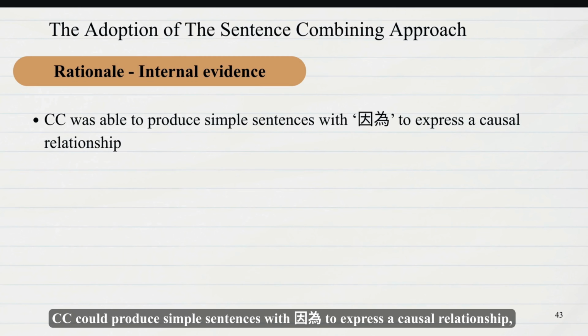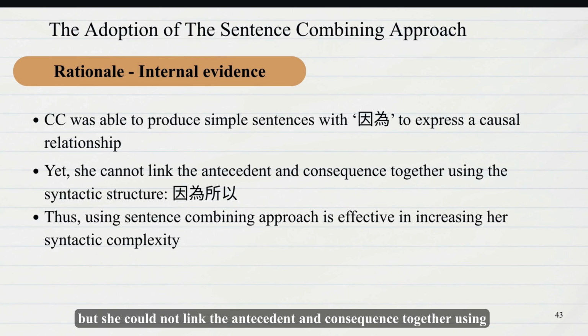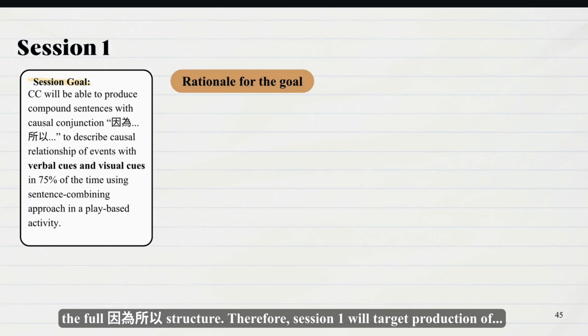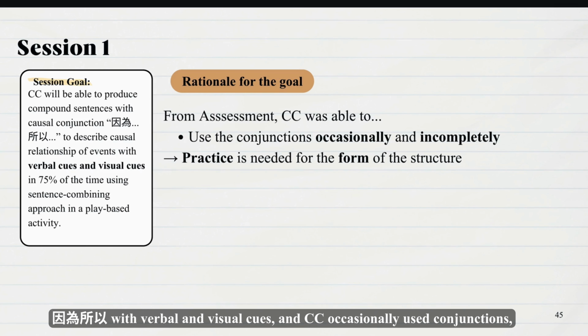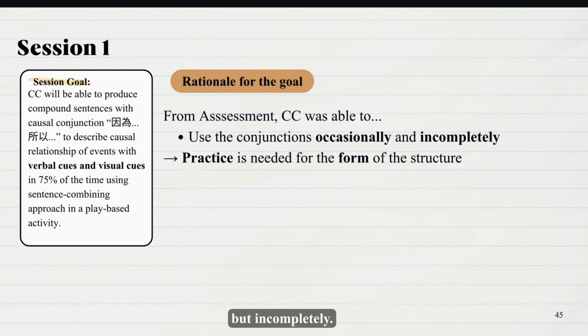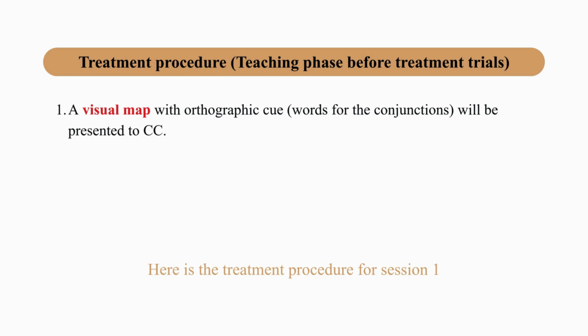For internal evidence, CC could produce simple sentences with 因為 to express a causal relationship, but she could not link the antecedent and consequence together using the full 因為所以 structure. Therefore, Session 1 will target production of 因為所以 with verbal and visual cues, and CC occasionally used conjunctions, but incompletely. Here is the treatment procedure for Session 1.